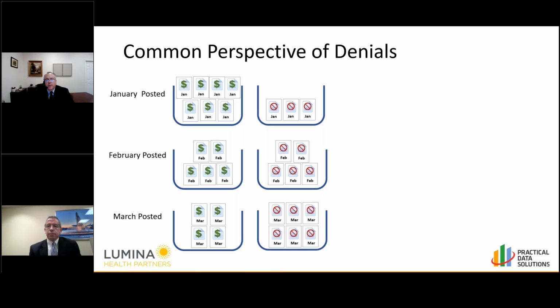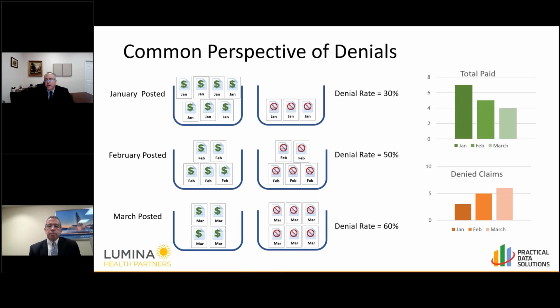And so what I'm trying to illustrate here on the screen is if you look at what was posted in January, we had a bunch of payments posted in January, and we had a bunch of denials posted in January. So we just look by month, what happened in February, denials, March denials. The problem with this perspective, this is really good because if we're working denials in March, hey, we've got, in my example here, 6 denials, right?